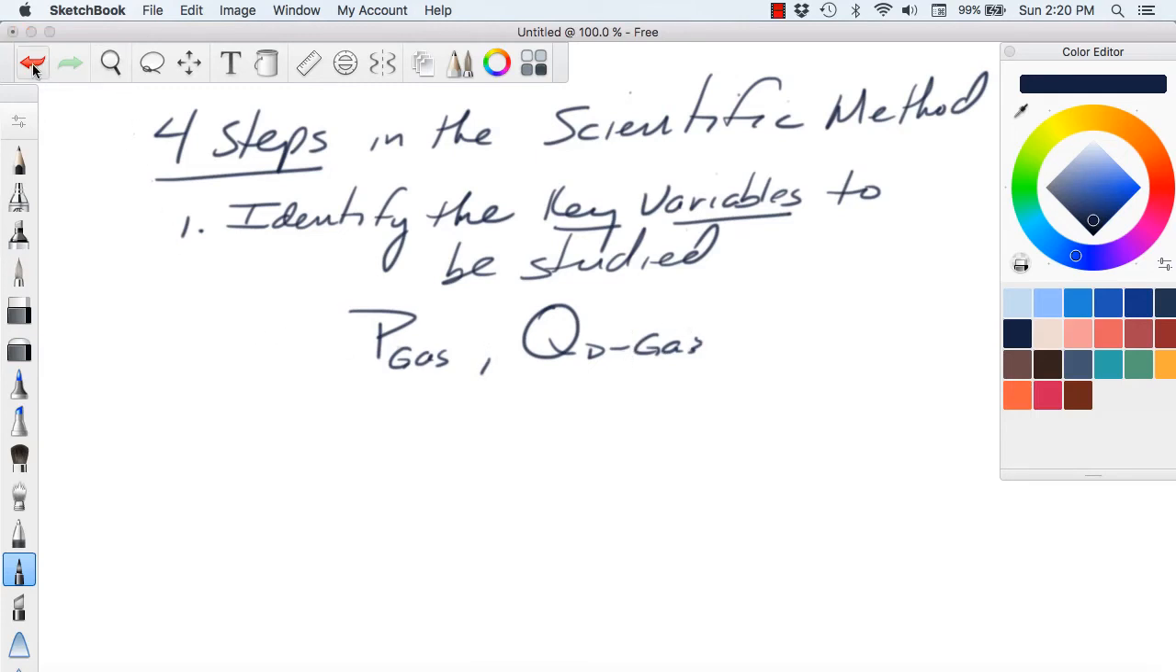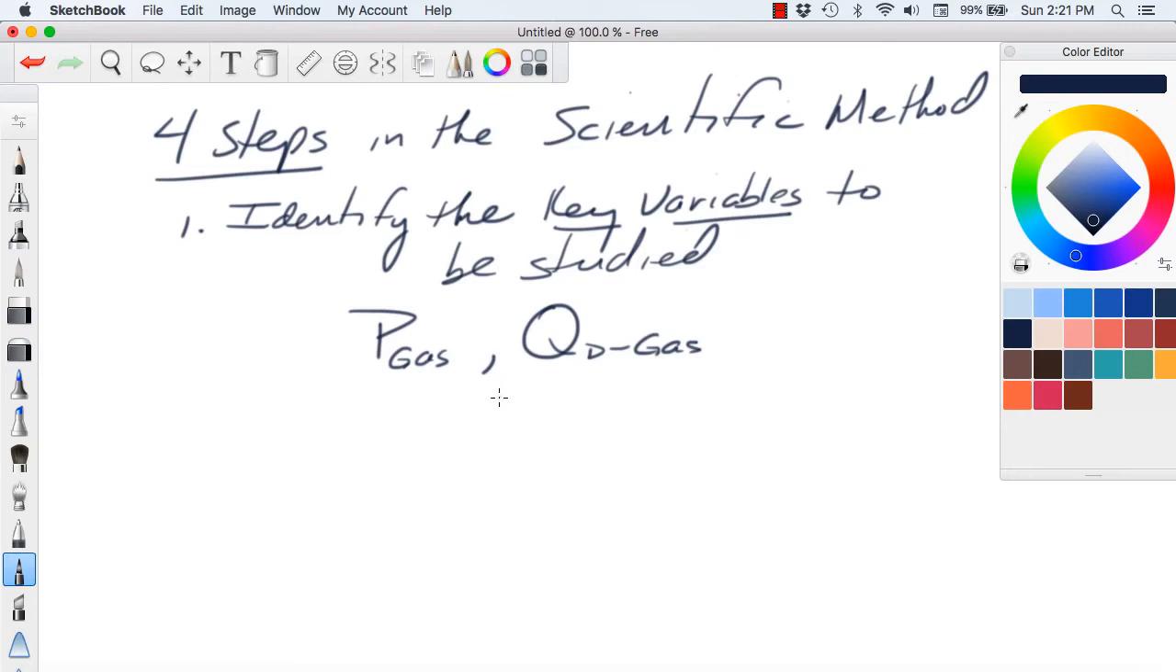Let me get rid of that bad S at the end there. I'm having trouble writing today. Just stick with me. So our two variables are the price of gasoline and the quantity demanded of gasoline. We're going to ignore all other variables. We're not interested in how the income of the buyers affects gasoline sales.